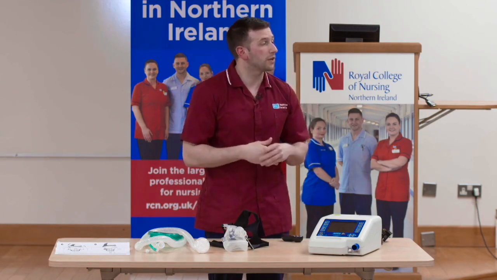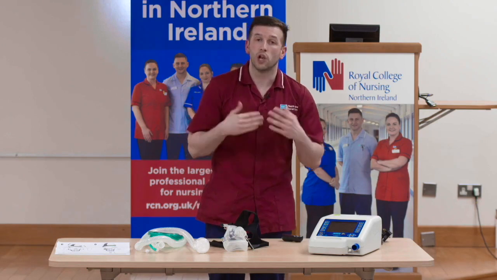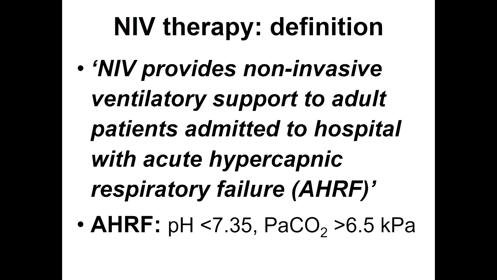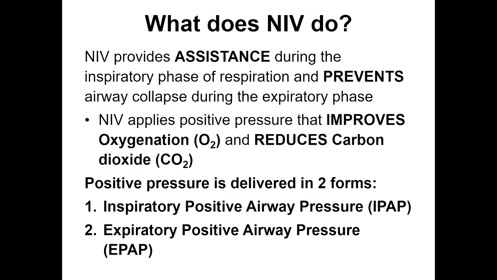By definition, we look at the arterial blood gases, and it shows a low blood pH, less than 7.35, and a high level of arterial carbon dioxide, otherwise known as a respiratory acidemia. The non-invasive ventilator provides assistance during the inspiratory phase of respiration, and it prevents airway collapse during the expiratory phase. This is done through the application of positive pressure. The positive pressure helps to improve blood oxygenation and reduce blood carbon dioxide.